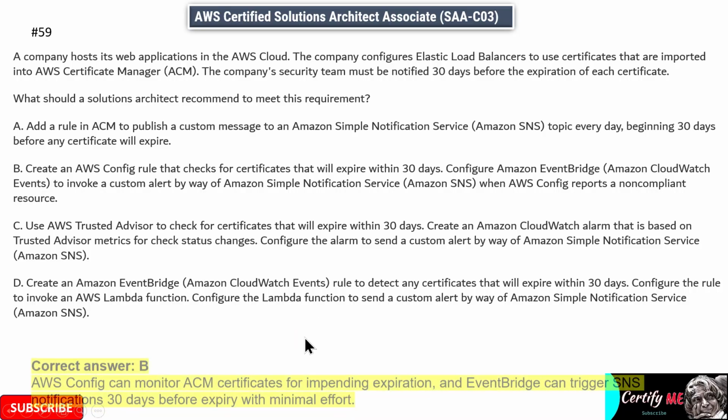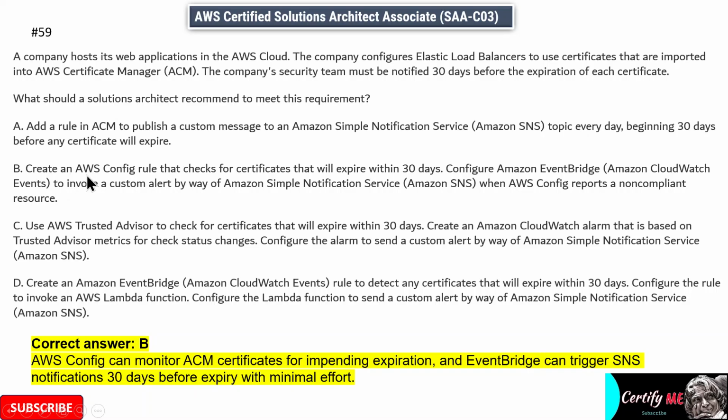The correct answer is option B. Create an AWS Config rule that checks for certificates that will expire within 30 days. Configure Amazon EventBridge to invoke a custom alert by way of Amazon Simple Notification Service when AWS Config reports a non-compliant resource. AWS Config can monitor ACM certificates for impending expiration, and EventBridge can trigger SNS notifications 30 days before expiry with minimal effort.